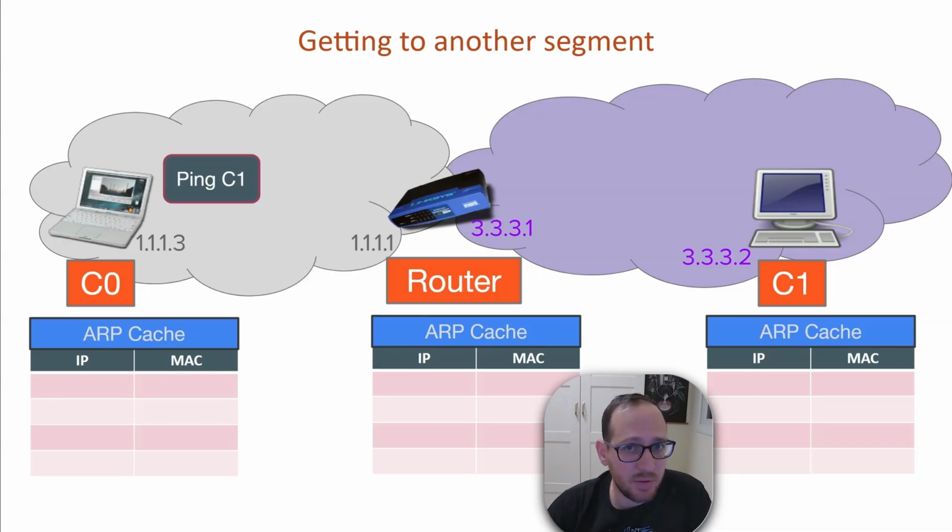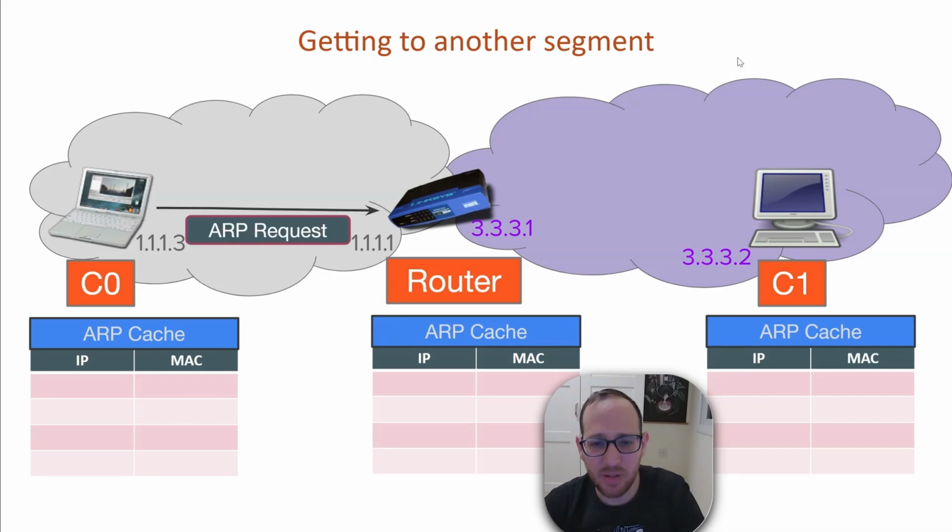So what does it need to do? It needs to know its MAC address. How does it figure out the corresponding MAC address? It sends an ARP request. The ARP request is sent in broadcast. It might look here as unicast, but what I mean is it's broadcast to the entire segment: who has the MAC address that corresponds to the IP address 1111?